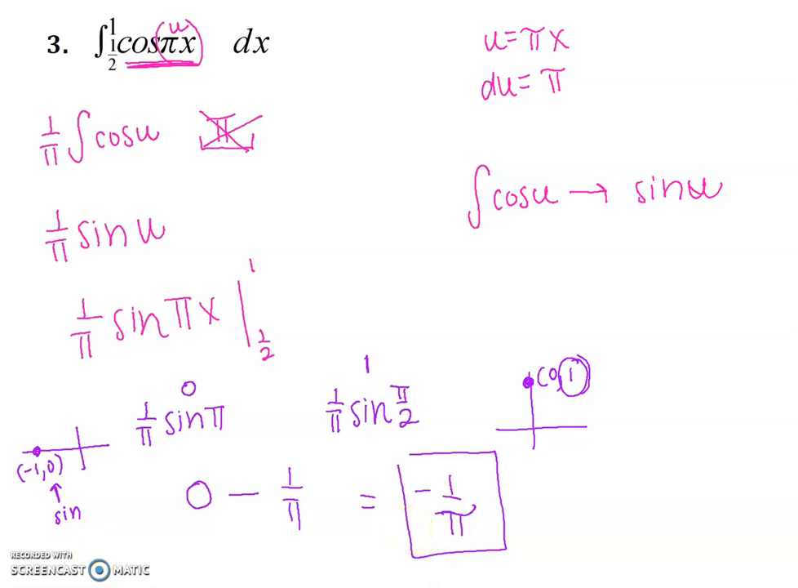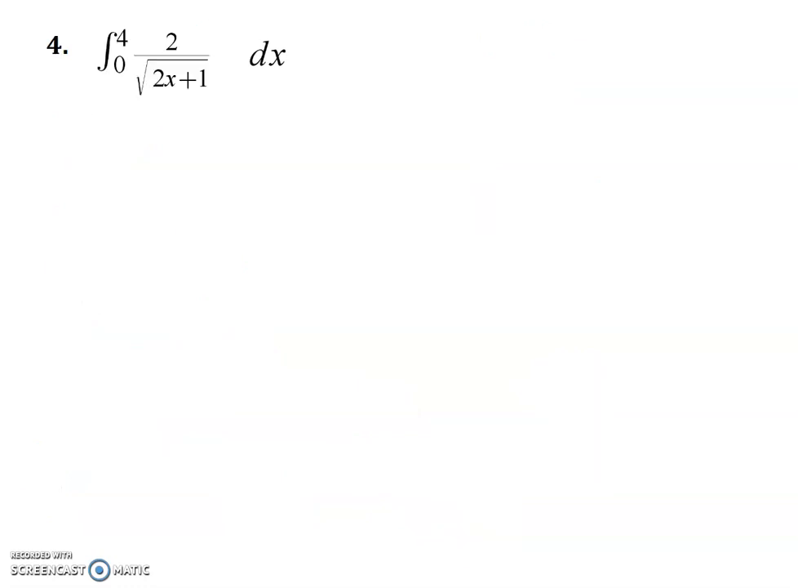Now let's look at one that is a rational function, meaning we have something in the denominator. So I still want to pick the 2x plus 1. That's the part inside the square root. Then my du, the derivative of 2x is just 2. The derivative of 1 is 0.